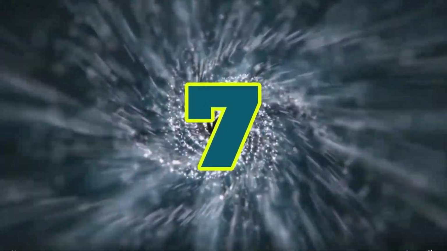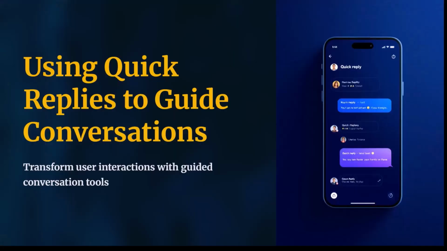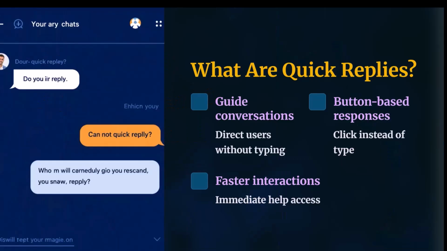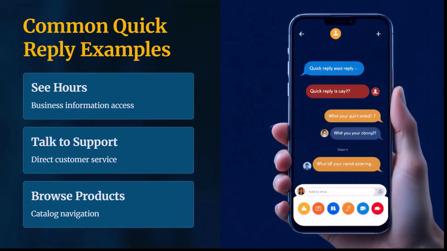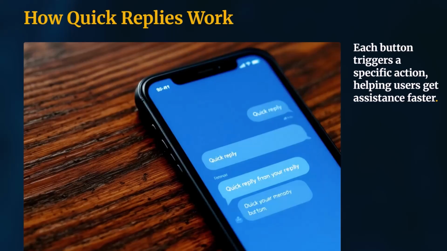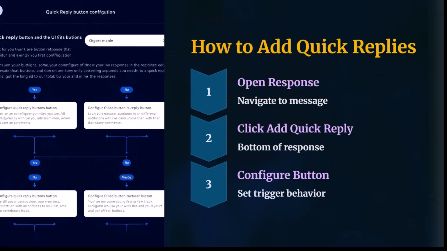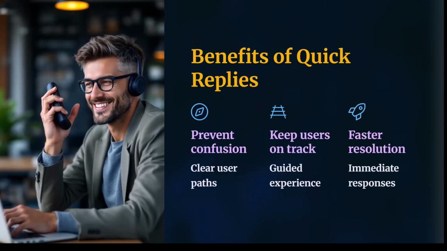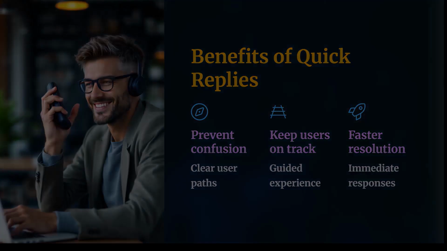Section 7. Using quick replies. Quick replies are a great way to guide the conversation. Instead of forcing users to type, you can offer buttons like "See Hours," "Talk to Support," "Browse Products." Each button acts like a trigger for a specific behavior, making it easier and faster for users to get the help they need. To add quick replies, go into a response and click Add Quick Reply at the bottom. This helps prevent confusion and keeps users on track.